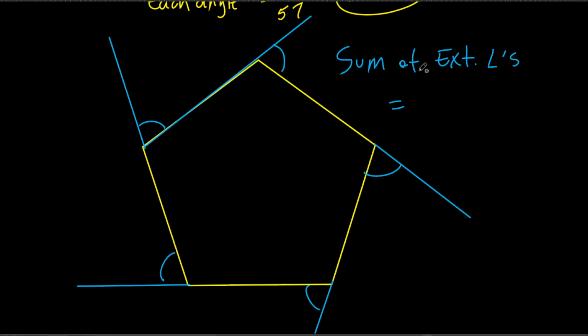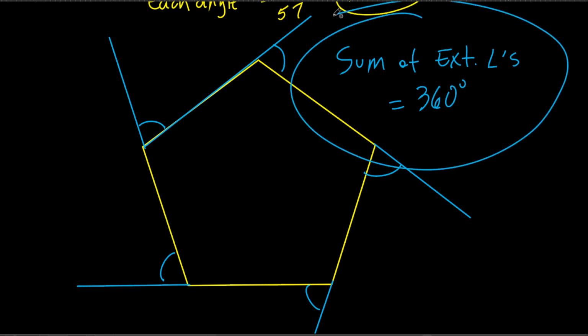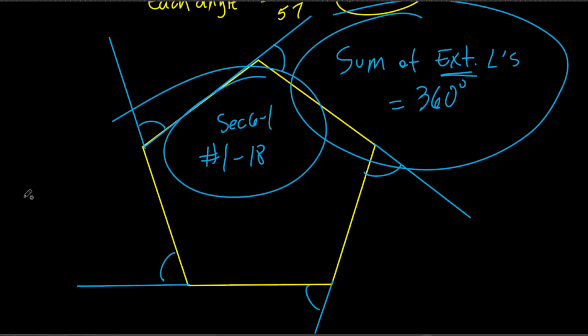Thank you. The sum of the exterior angles equals 360 degrees. It does not matter how big the polygon is. The exterior angles will always be 360 degrees. So now you've got enough information to do your homework. It's section 6-1, 1 to 18.